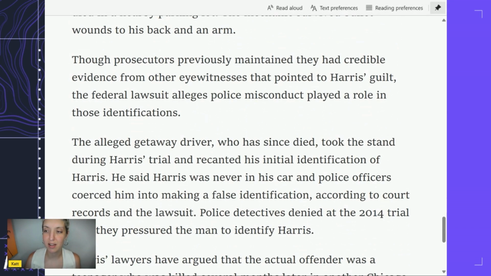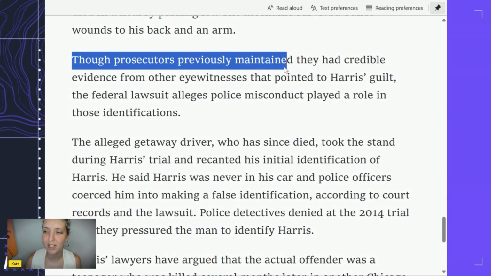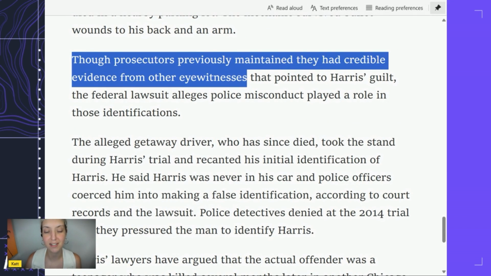And now we're going to get to the police misconduct. Prosecutors previously maintained that they had credible evidence from other eyewitnesses that pointed to Harris's guilt.